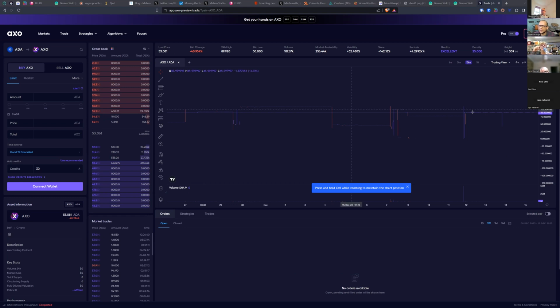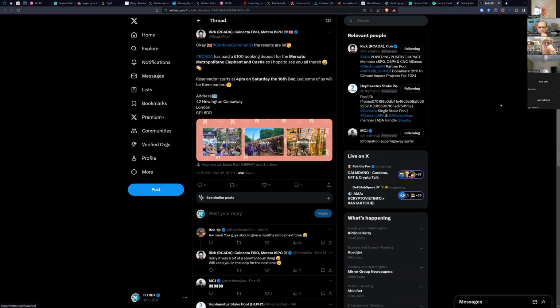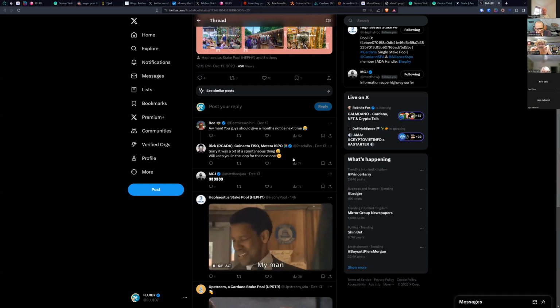And as a final note, if you are in the UK, can get yourself to London this weekend. There's a social going on. I suspect I'm not going to make it. We've got family visiting. But if you want to meet movers and shakers in the stake pool community and some developers and a really nice social bunch of guys, then get yourself along to the Mercato Metropolitano, Elephant and Castle in London. This is the address. And go and hang out at a bar. Guys will be there from midday by the sounds of it.